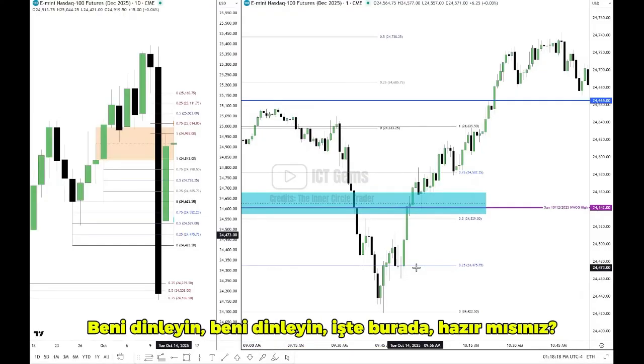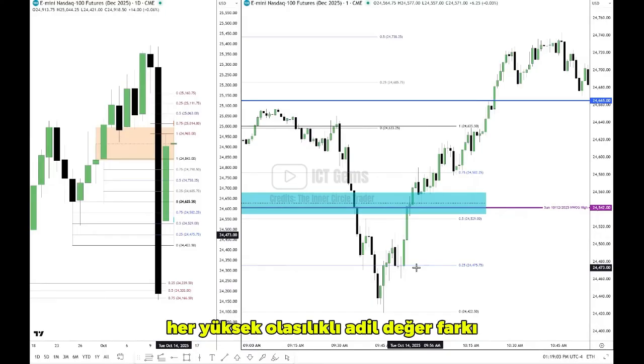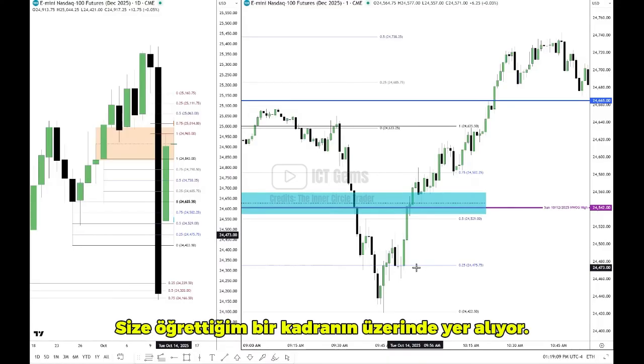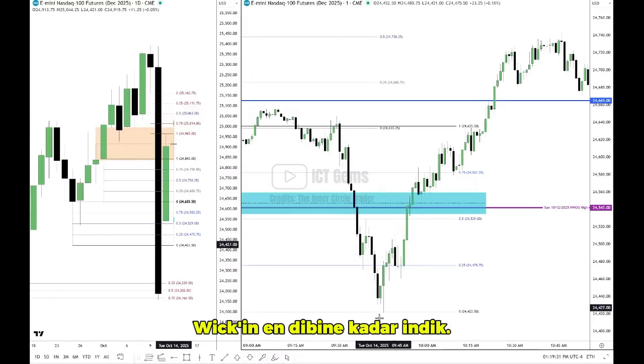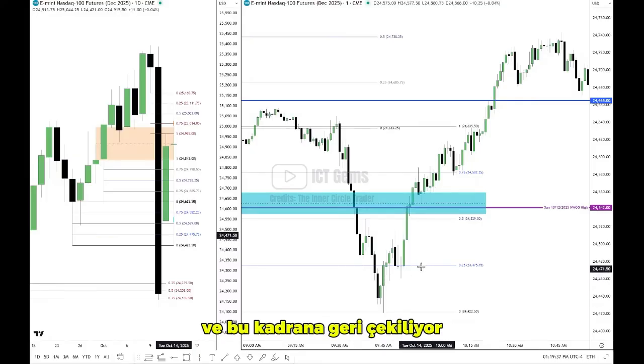Listen to me. Here it is. You ready? Every high probability fair value gap, every one of them, lays on top of a quadrant that I've been teaching you since I started back here again. What do you see at 24,475 and three quarters? What do you see? We went down to the low of that wick, and then it starts to go higher and pulls back to this quadrant.